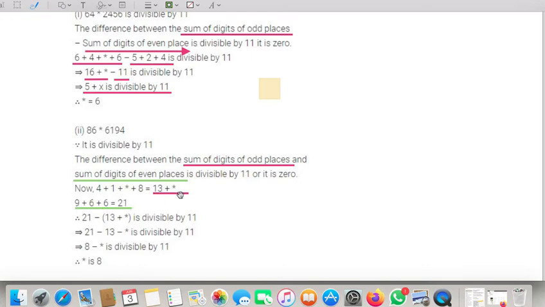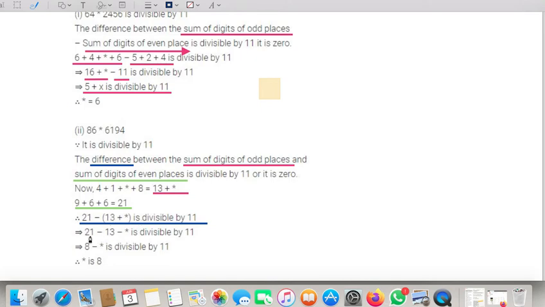So sum of odd place digits minus sum of even place digits. Now I have to do the difference between these two. I have subtracted the two, and what I know is that this difference is divisible by 11. This difference which we are calculating is divisible by 11. So subtract: 21 minus 13 plus star, let it be x.